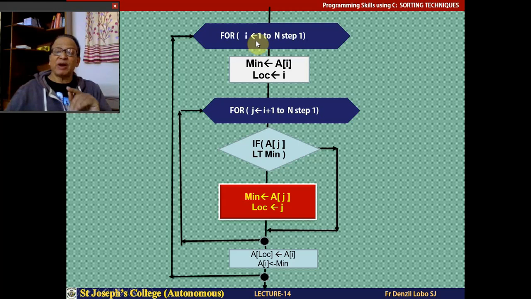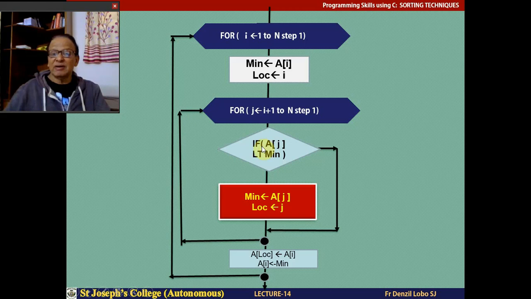So the flow chart is for i equal to 1 to n. There's n times. Then I find the minimum number, as we have done earlier, with the same algorithm. First assign a of 1 to minimum number, location is equal to 1. Then with j equal to 2 to n, when i is equal to 1, I go to the end and find the minimum number.